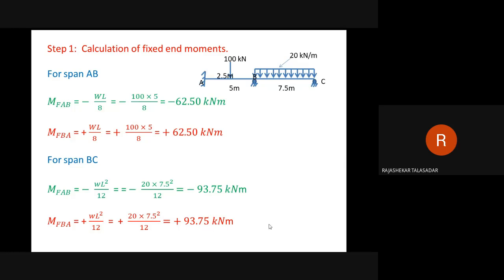I think it is clear now how to calculate fixed end moments. The first end will always be anti-clockwise, minus. That is what we call the near end. For any span, the left end we call the near end, the right end we call the far end. Near end, anti-clockwise moment; far end, clockwise moment. Or left end, anti-clockwise moment, minus; right end, clockwise moment, plus. But you need to remember these formulas.